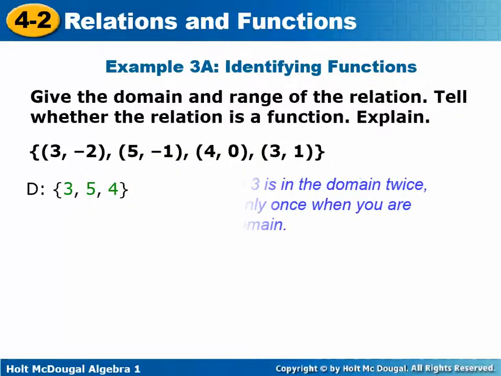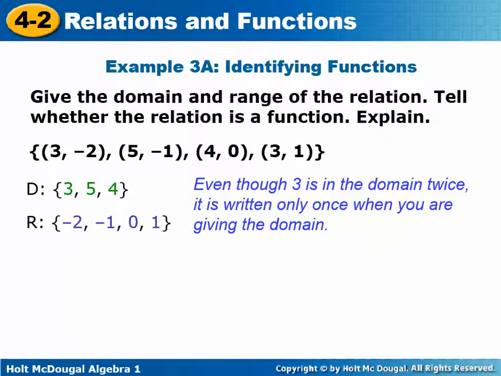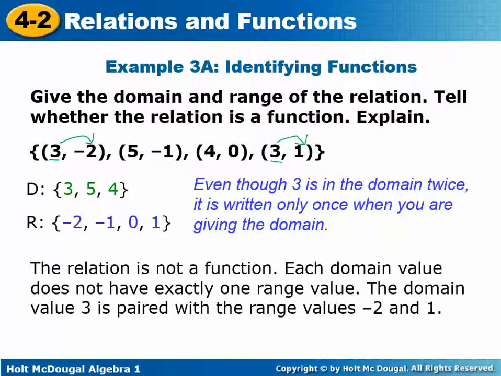The range is -2, -1, 0, and 1. The domain of 3 went to -2, and the domain of 3 went to 1. It went to 2 different numbers. It violates the rule for being a function because the domain of 3 is paired with 2 different range values. Now, if you would have had 3, -2 written twice, that would be okay. It can be paired to the same one more than once, but you can't have one domain value going to more than one range value.